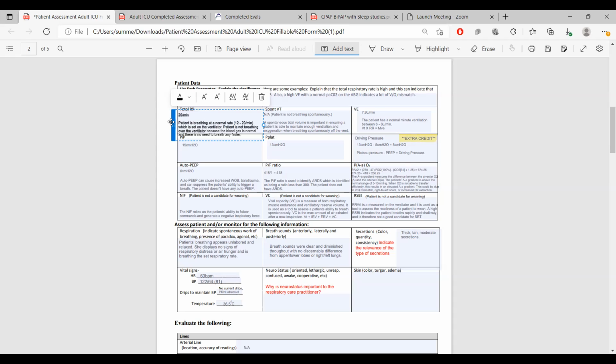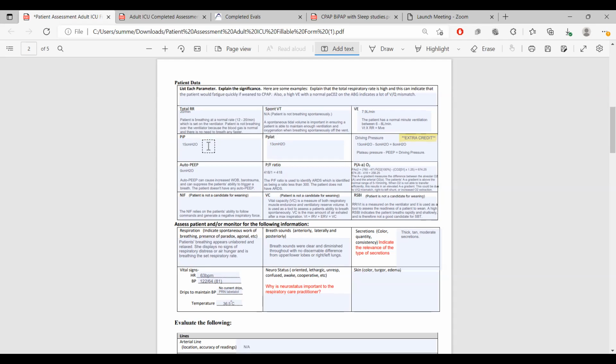Let me see if I have to resize this. Will it fit? Very good. Okay, good.